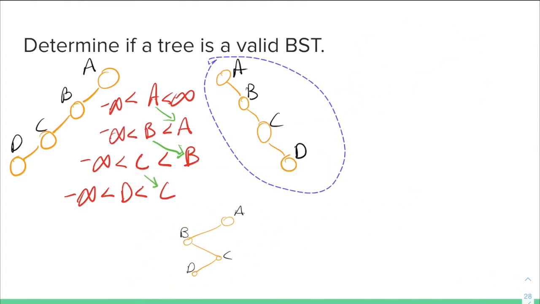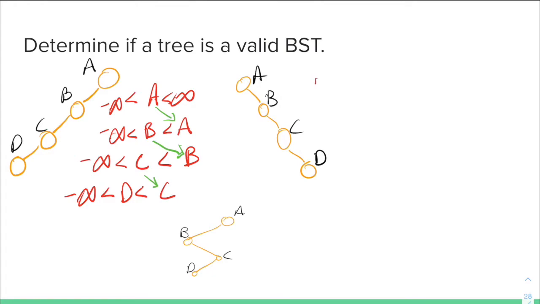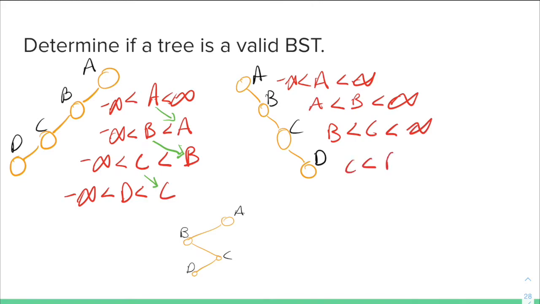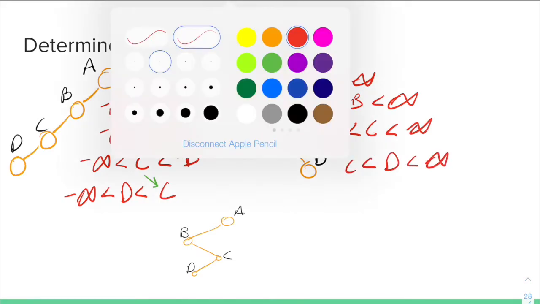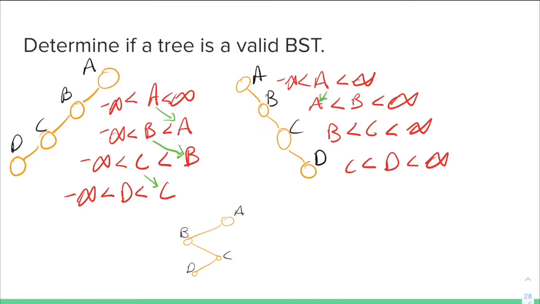So now let's take a look at this tree here. Initially, a has to be between negative infinity and infinity. Well, now let's look at b. So we know b is a right child of a. So we know b has to be greater than a and simply less than infinity. Similarly, c has to be bigger than b and less than infinity. d has to be bigger than c, less than infinity. And again, when we move to the right, things shift left as the previous node becomes a lower bound.